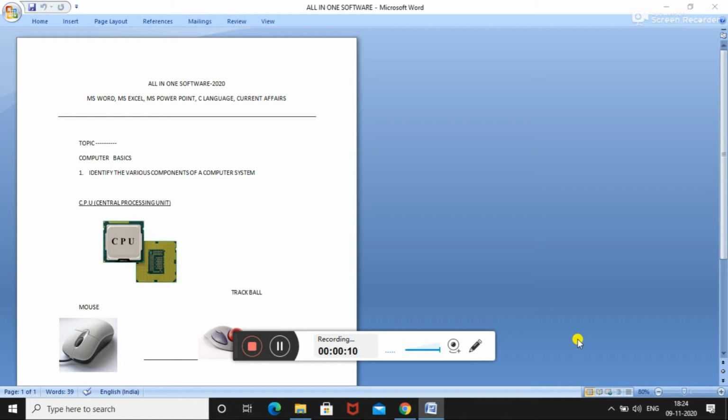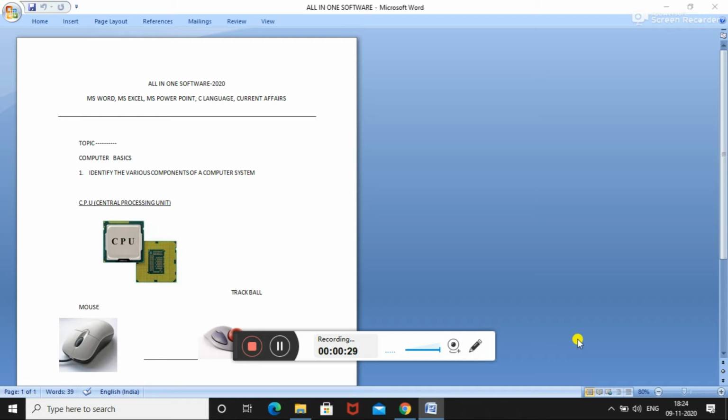What is CPU? CPU means Central Processing Unit. CPU is considered the brain of the computer. CPU performs all types of data processing operations. It stores data, intermediate results and instructions. It controls the operation of all parts of the computer.